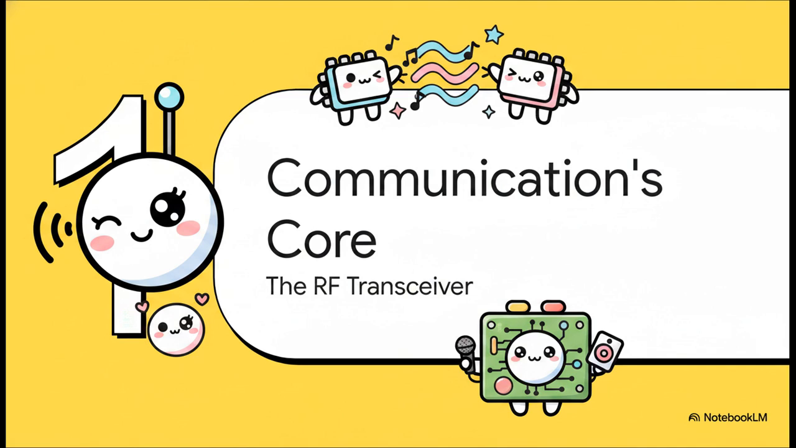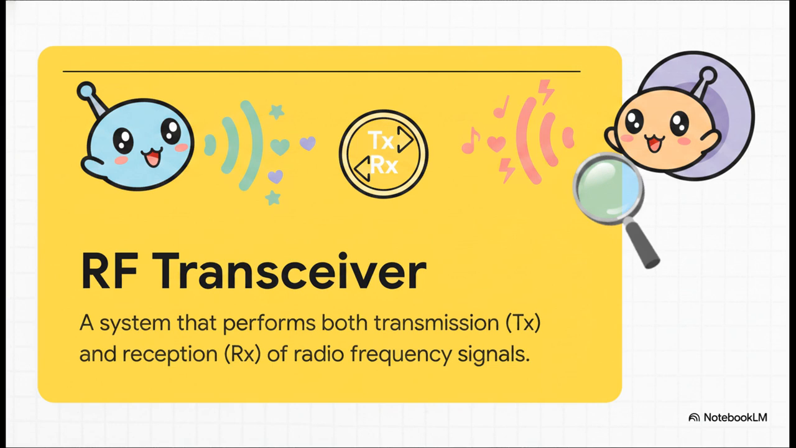All right, let's start with the big picture. At its heart, what is this thing really doing? An RF transceiver is just a brilliant piece of engineering that does two main things. The name kind of gives it away, right? It's a transmitter and a receiver all rolled into one. Its whole job is to send out radio signals, that's the TX part, and to listen for signals coming in, that's the RX part. It is the ultimate two-way street for wireless communication.